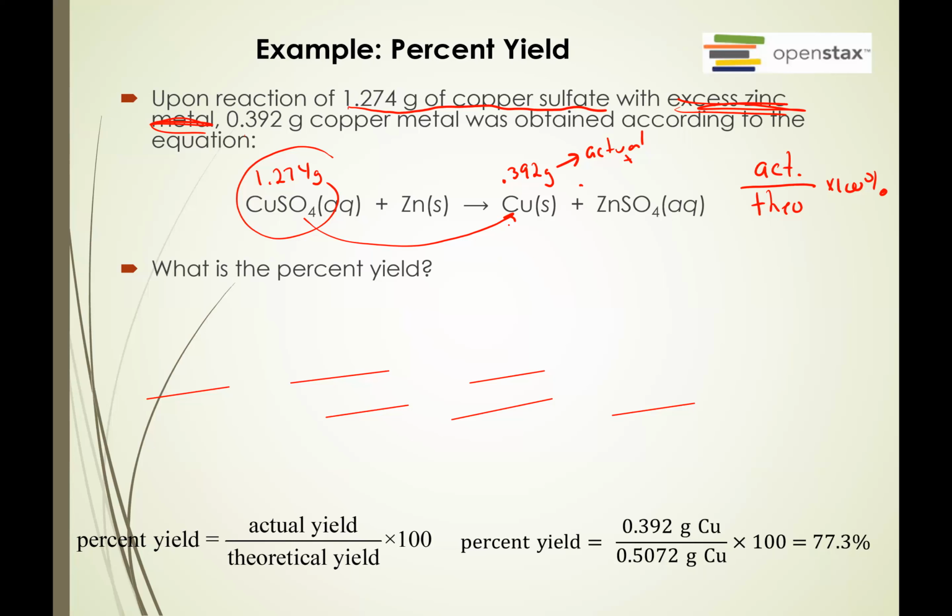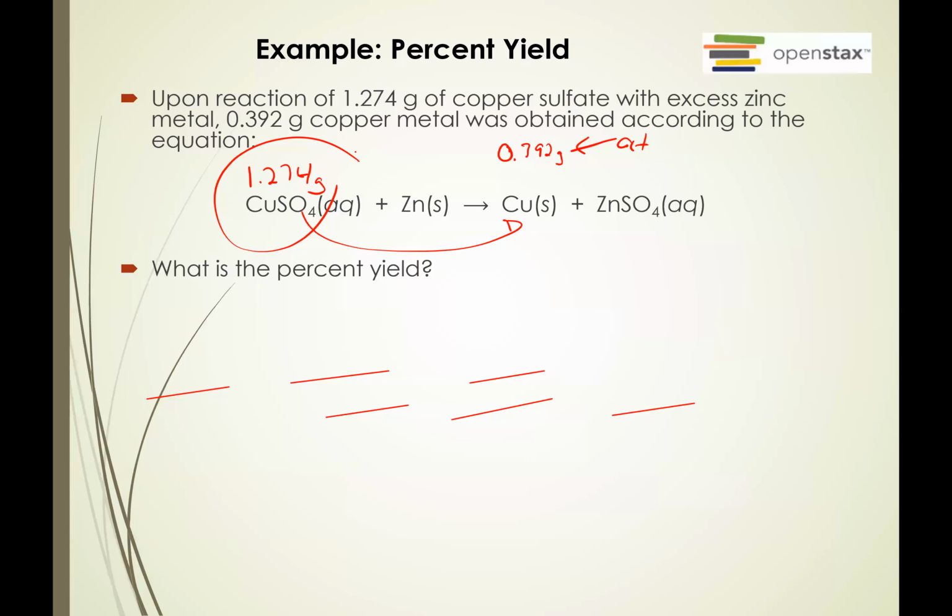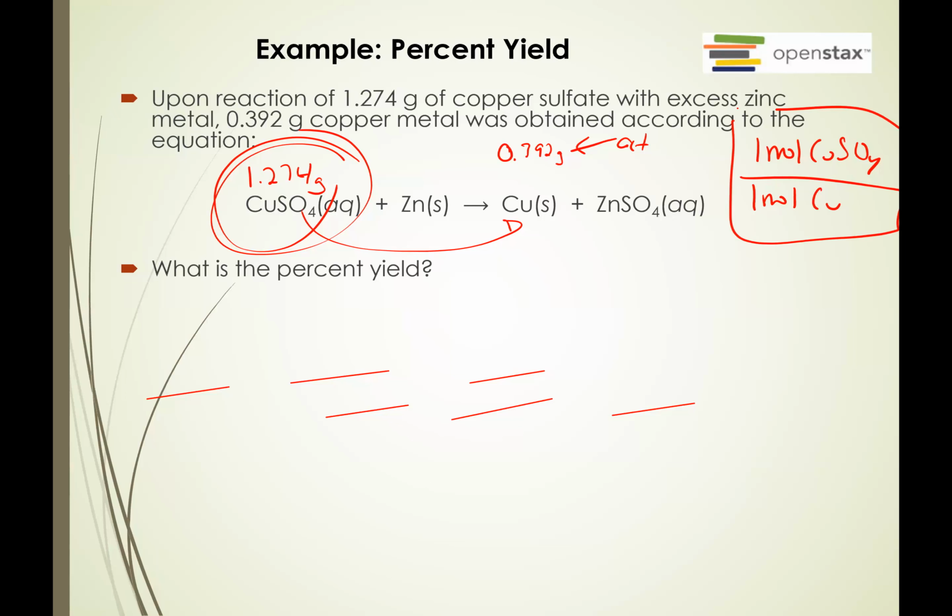All right. So to convert these two, we're going to need some molar masses. So when we do this, we have to start with 1.274 grams. Now, we're going to convert from grams of copper sulfate to grams of copper. What's the mole ratio between the two of those? There's 1 mole of CuSO4 to 1 mole of copper. Right? So somewhere we're using this.